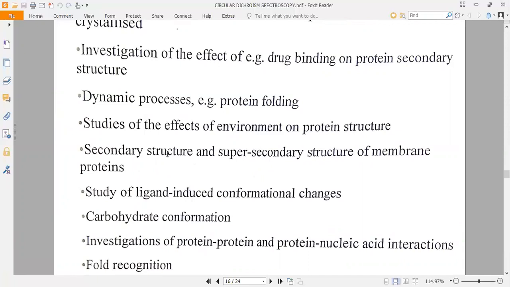सेकेंडरी स्ट्रक्चर, सुपर सेकेंडरी स्ट्रक्चर ऑफ मेम्ब्रेन प्रोटीन्स, मेम्ब्रेन कैसे बन रही है, मेम्ब्रेन में उस प्रोटीन्स का क्या स्ट्रक्चर है, या ओवरऑल मेम्ब्रेन का क्या स्ट्रक्चर है उसकी वजह से, दैट कैन बी फॉलोड. स्टडी ऑफ लाइगेंड इंड्यूस्ड कन्फॉर्मेशनल चेंज लाइक ड्रग बाइंडिंग. लाइगेंड माने कि कोई भी जो भी चीज जो प्रोटीन पे से इंटरैक्ट कर रही है, और उस इंटरेक्शन की वजह से इफ देयर इज एनी कन्फॉर्मेशनल चेंज दैट कैन बी फॉलोड.